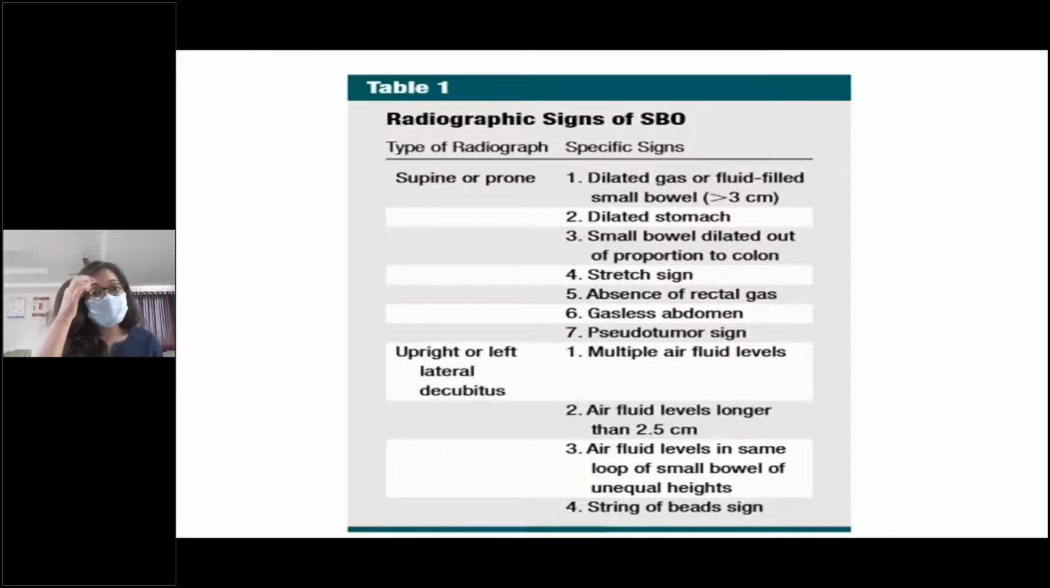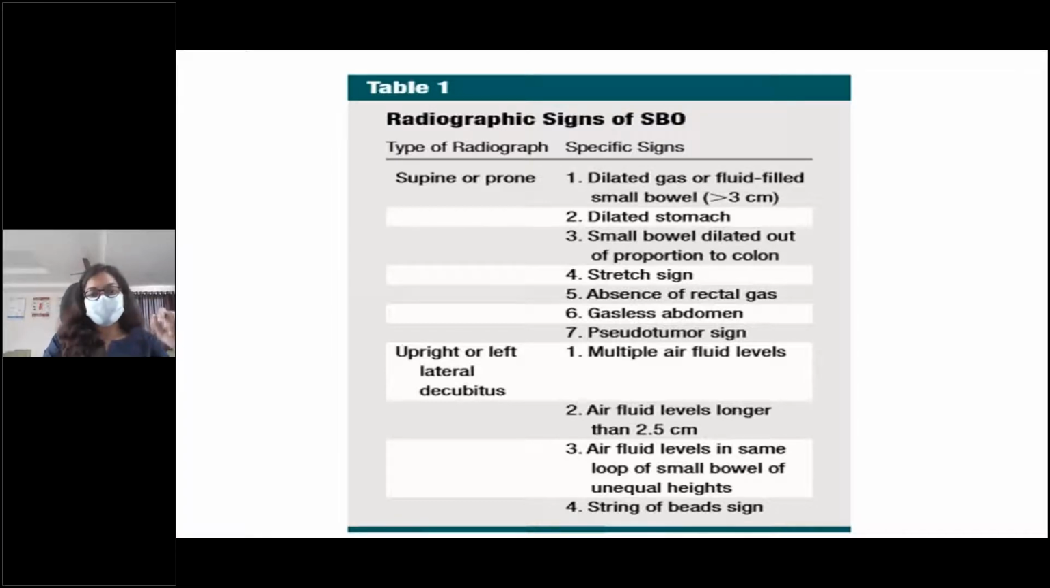Radiographic signs of small bowel obstruction. The type of radiograph we take and the specific signs we see in small bowel obstruction. In a supine or prone radiograph, specific signs of small bowel obstruction include dilated gas or fluid filled small bowel, which usually measures more than 3 centimeters, a dilated stomach, small bowel dilated out of proportion to the colon, a stretch sign, absence of rectal gas, gasless abdomen, and pseudotumor sign. All these are seen in the supine radiograph.